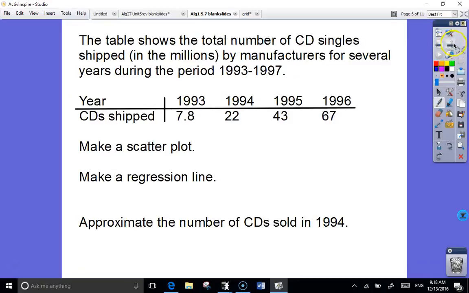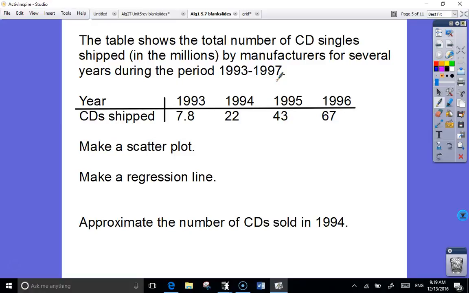So what we did yesterday is we made the equation. But what gets added today, and this is section 5.7, is that you then use that equation to find the value for another x value. So first we're going to do the same thing we did yesterday. Let's make a scatter plot out of this data right here.